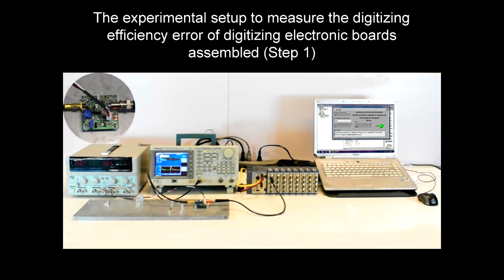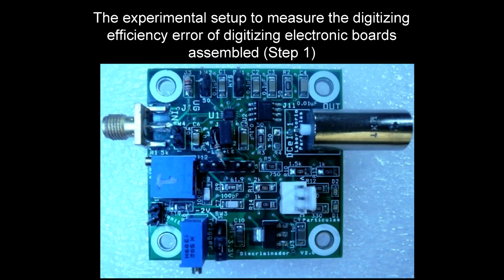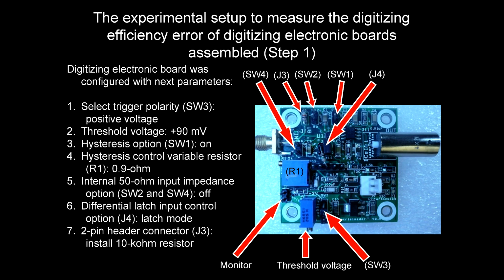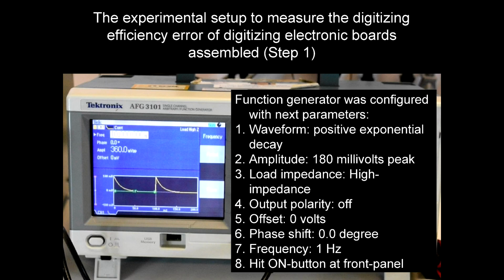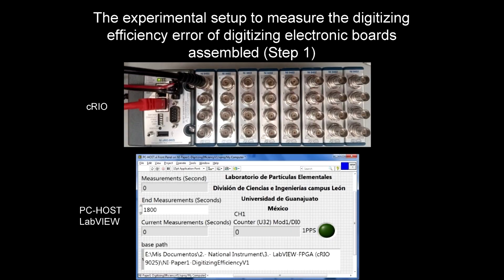We assembled the experimental setup represented by the block diagram. We turn on and set up the digitizing electronic board parameters as follows. We turn on and set up the Tektronix function generator parameters as follows. We turn on the compact RIO, launch LabVIEW, and open our project.